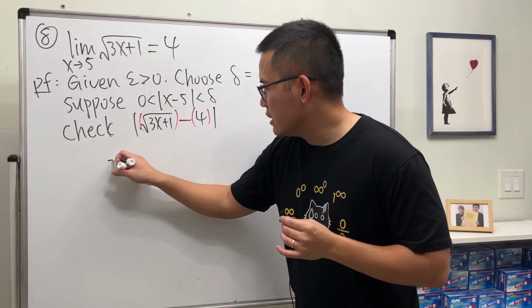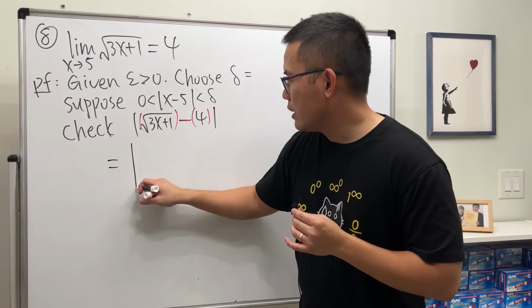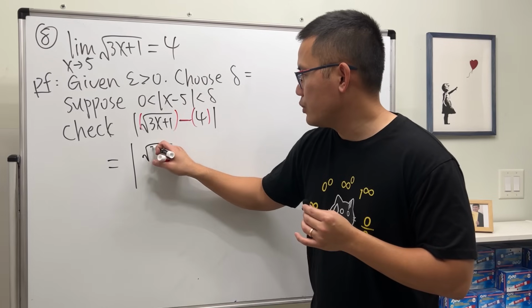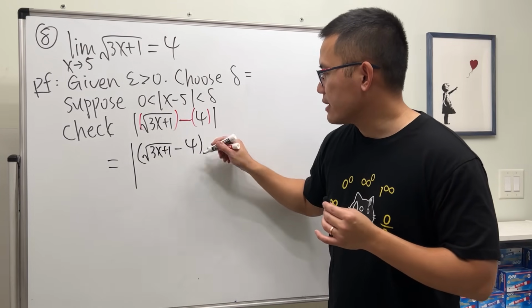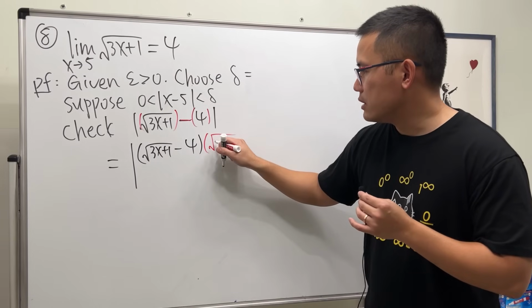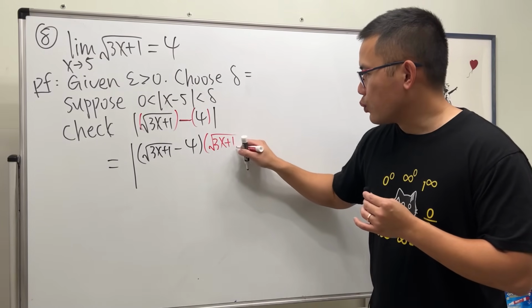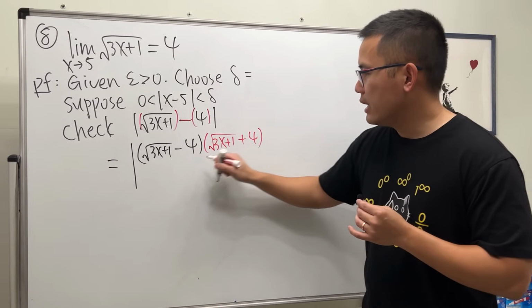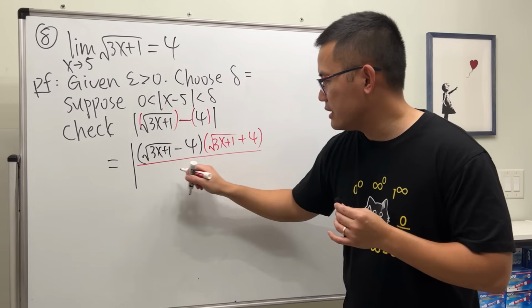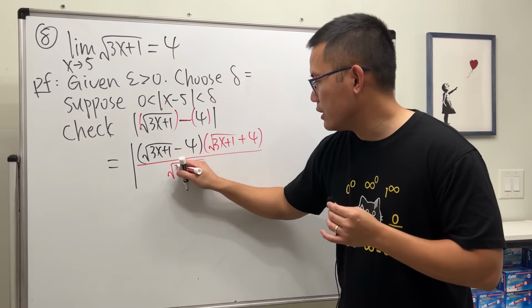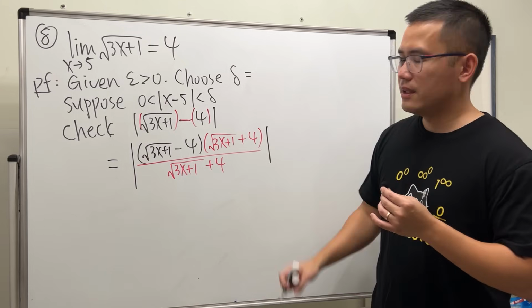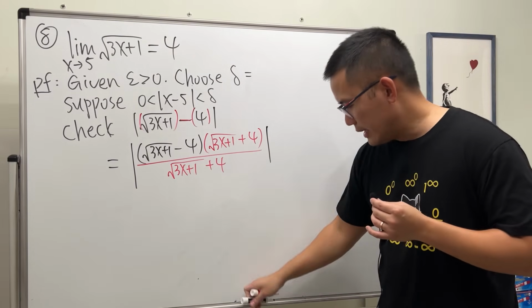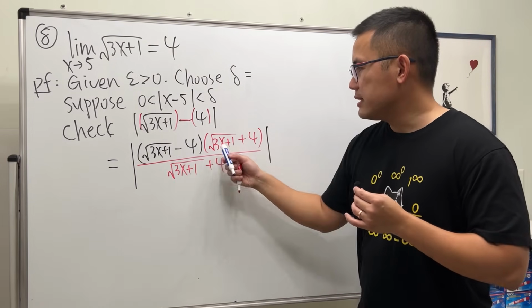So this is equal to, I will keep this as how it is, square root of 3x plus 1 minus 4. But on the top, I will multiply with square root of 3x plus 1 plus 4. And of course, we'll also divide that, which is the square root of 3x plus 1 plus 4. Yay. Work this out. Multiply this and that.